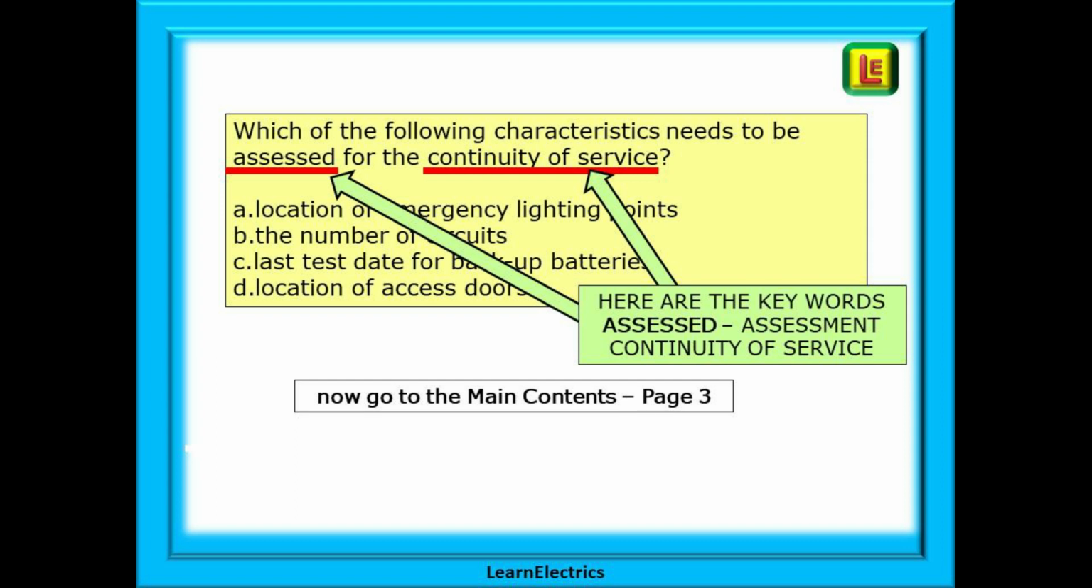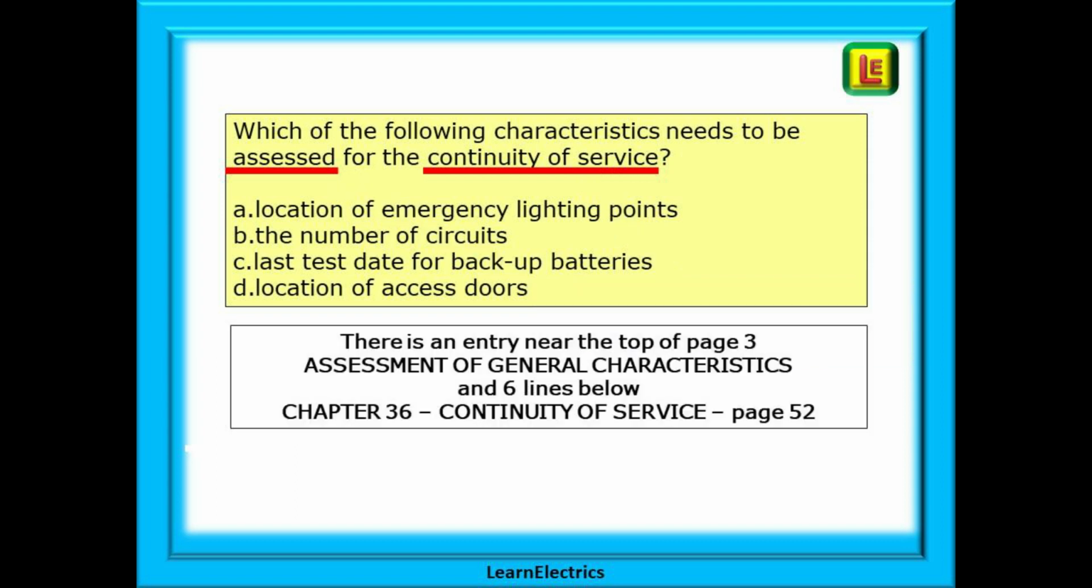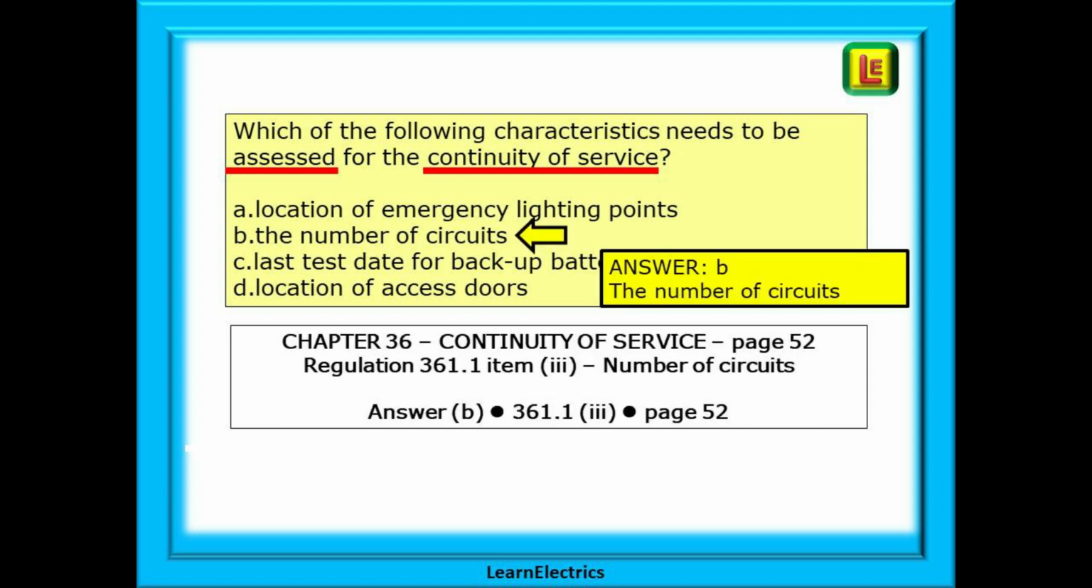You can start almost every search from this page, so use it. There is an entry near the top of page 3, Assessment of General Characteristics, and 6 lines below, Chapter 36, Continuity of Service, page 52. This matches our keywords. On page 52, there is a section in big bold letters, Continuity of Service, followed by a list of 5 items.